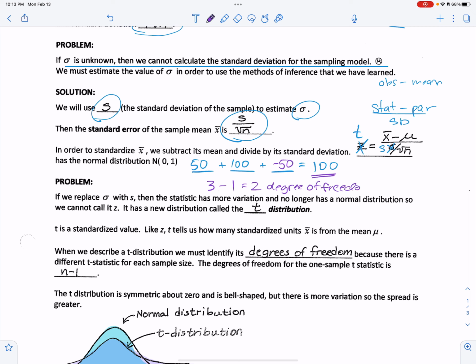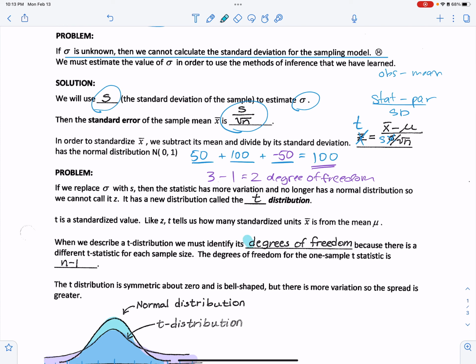So if I were trying to tell you what degrees of freedom my T distribution has, that's exactly what it would be. It'd be n minus 1. And I want you to show your work when you do this, because then it demonstrates that you understand how to get the degrees of freedom.